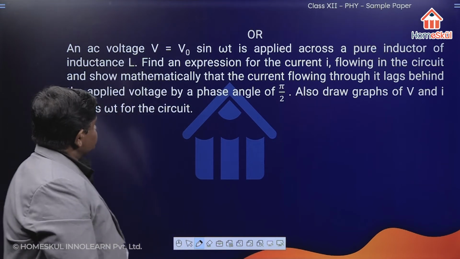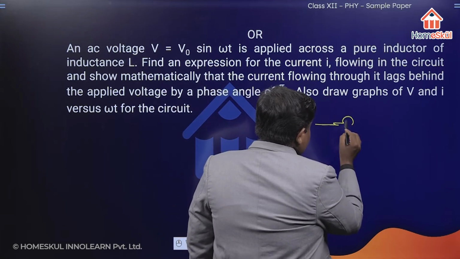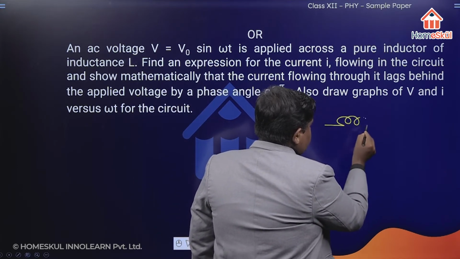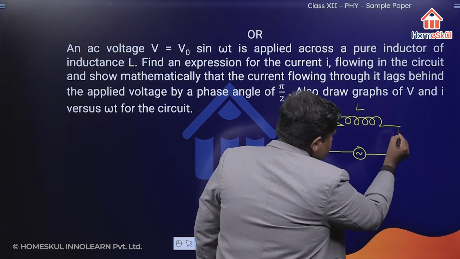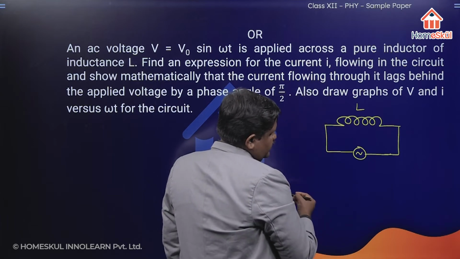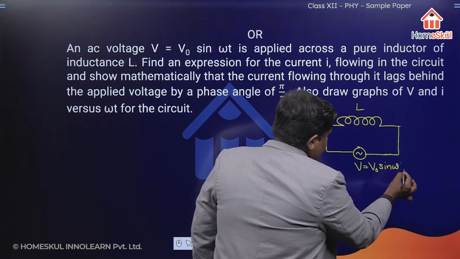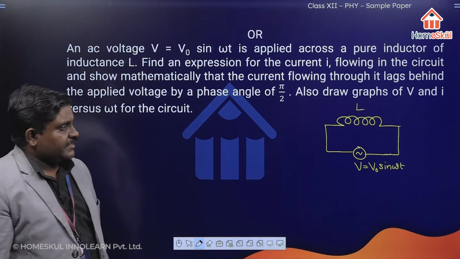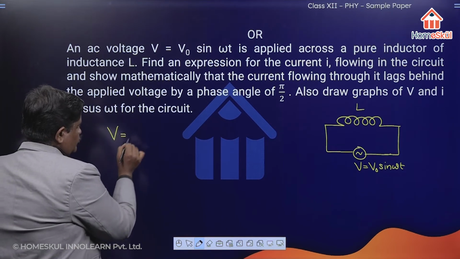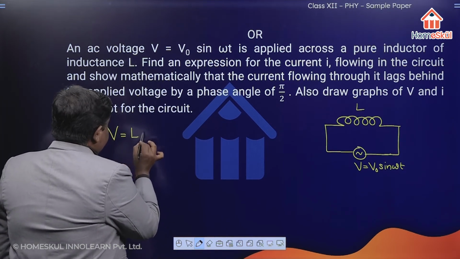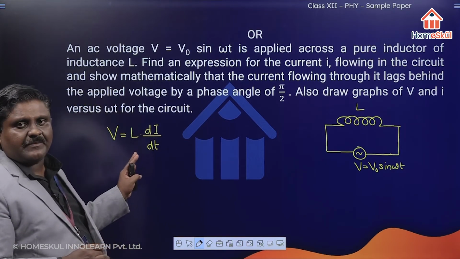So here also there is an inductor, right? Draw the diagram for the inductor, that is, this is our inductor having inductance L. Its two ends are applied to an AC source, that is V equal to V0 sine omega t. Now we have the equation V equal to L into di by dt. This equation is familiar to you, right?